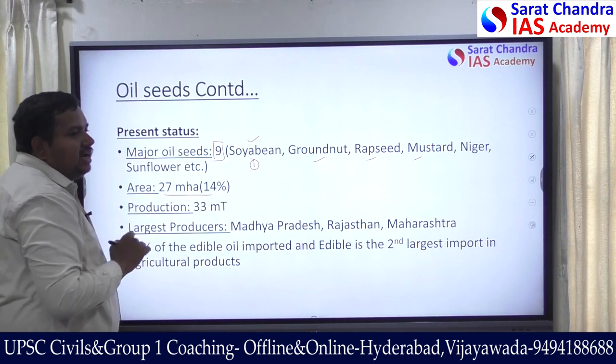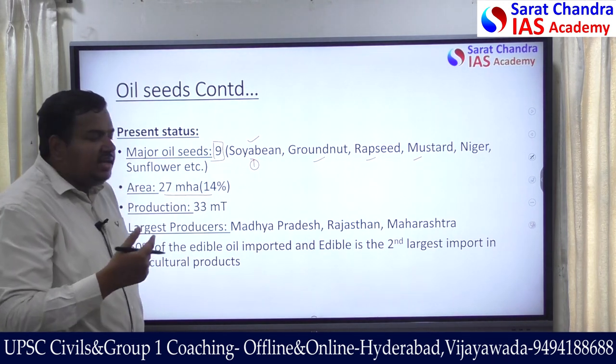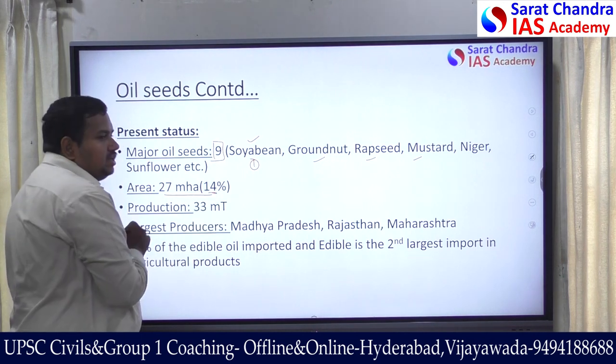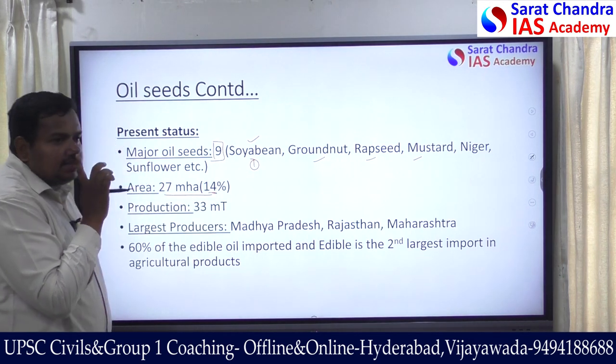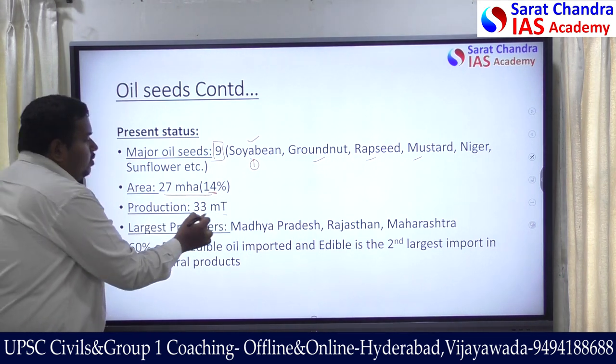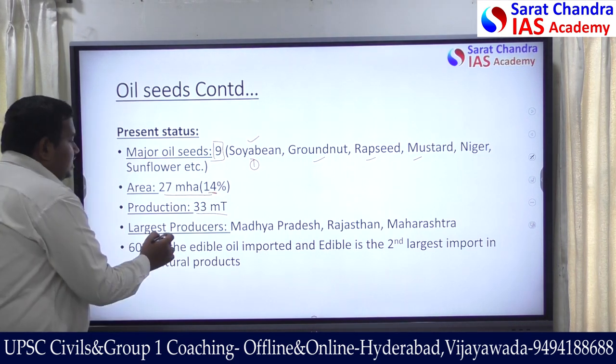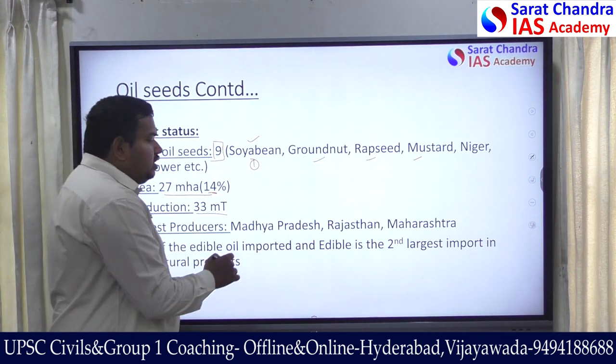And area under cultivation with respect to oil seeds, out of the total area under cultivation, oil seeds is occupying 14%, 27 million hectares. MHA means million hectares. Next, production, how much is it? 33 million tons. Next, largest producer states, 1, 2, 3.